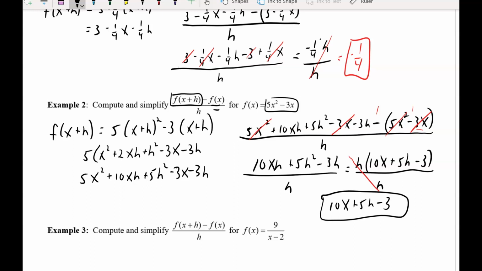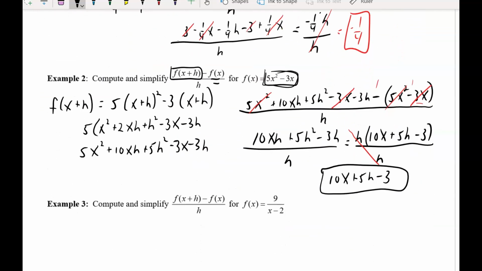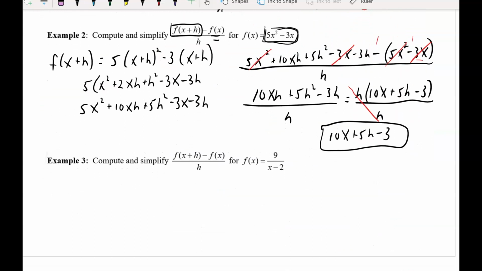You're going to have 10x minus 3, and that's the slope, which changes throughout the function. If you were to look at this curve, the slope is changing just like it's changing in this arbitrary curve, and you would actually have the instantaneous slope.